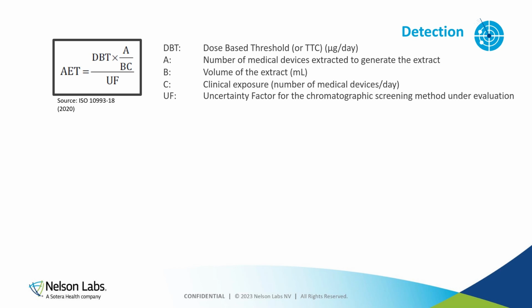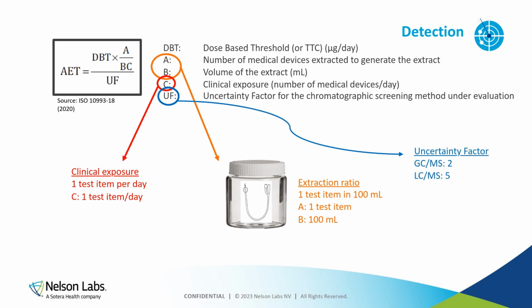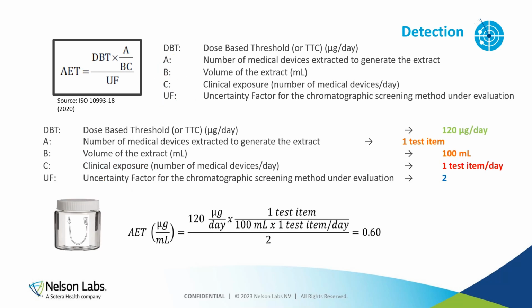Furthermore, A and B are coming from the used extraction conditions. A is the number of devices used to generate the extract, and B is the volume of extract. And then there's C, that's the clinical exposure of the test item. And lastly, you have the uncertainty factor. This is the uncertainty factor for the chromatographic screening method under evaluation. Now at Nelson Labs, we usually use an uncertainty factor of 2 for GCMS and 5 for LCMS. In the 18 guideline, it is explained how you can calculate this uncertainty factor for these chromatographic screening techniques.